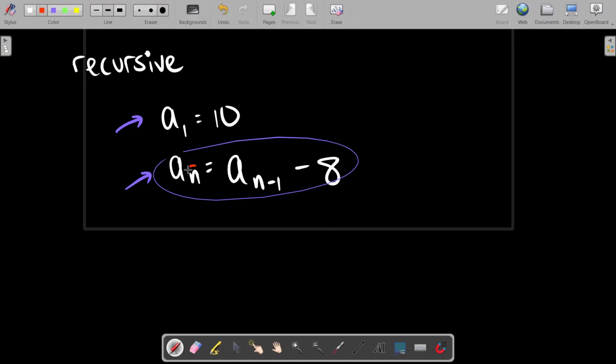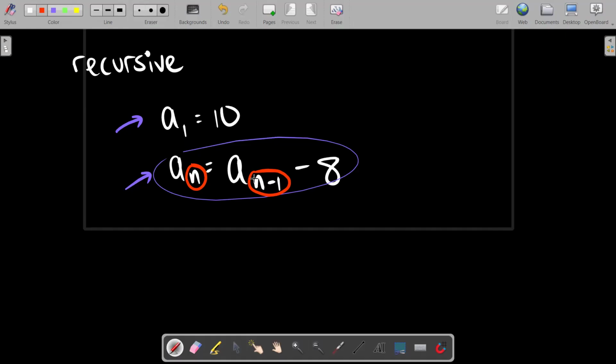It says that any term, the nth term, can be found by taking the n minus 1th term, meaning the term before the nth term, right? So if I'm talking about the 85th term, then 85 minus 1 means I have to reference the 84th term, which I don't know, correct? So a recursive formula isn't so much a matter of, hey, go find such and such for me. It's more just a statement of pattern recognition.